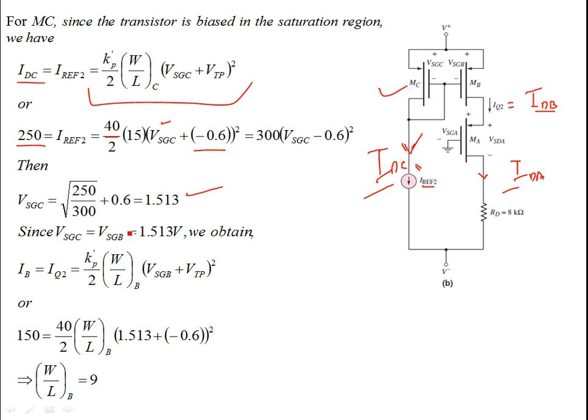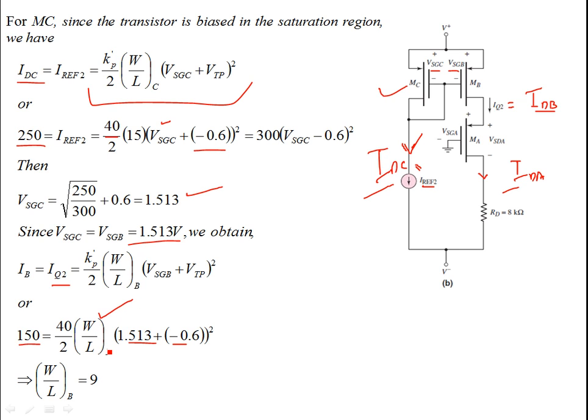Then you see that since VSGC and VSGB are the same, for the transistor MB you can find IQ2. Sorry, you don't find IQ2. IQ2 is given. For the required IQ2, you find out what the ratio W/L is. I mean, if it was 250, you see this parameter is the same, this parameter is the same, W/L is the same.